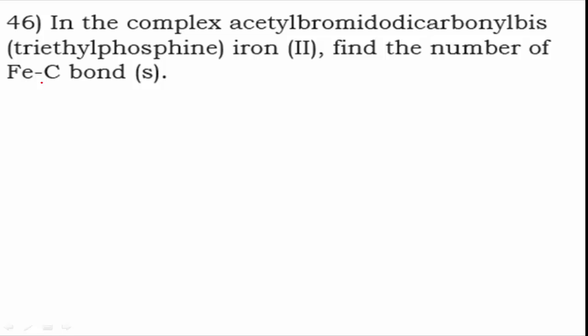Yes, numerical questions. Question number 46. In the complex acetyl bromido dicarbonyl bis(triethylphosphine) iron(II), find the number of Fe-C bonds, means iron-carbon bonds. Number of iron-carbon bonds present in the given complex. The structure of the given complex is written like this.